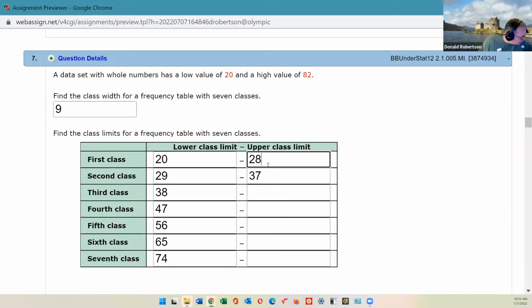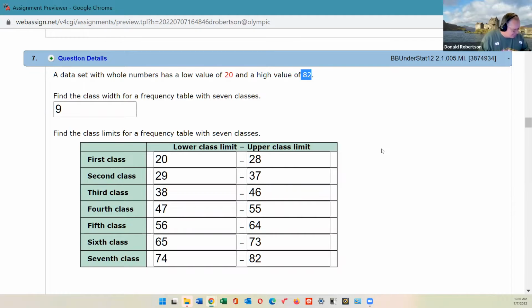Now, if you start at this one and you add 9s, you're going to get 46, 55, 64, 73, I believe 82. And do you see? Everybody fits. And that's a sign that I know I've done it right.